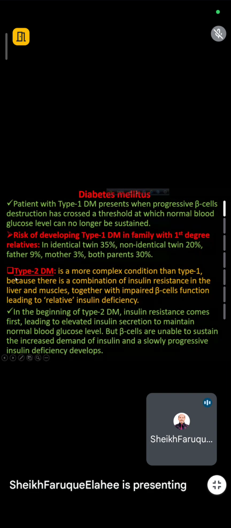Now let us discuss type 2 diabetes mellitus. What is type 2 and how does it occur? Type 2 diabetes is more complex than type 1. Type 1 has only that he has no insulin producing beta cells, or less insulin production. So that's why he has type 1 diabetes. But type 2 is more complicated.